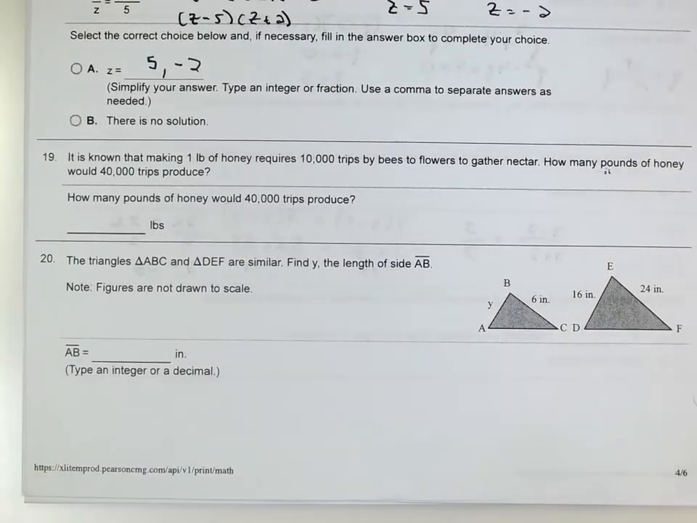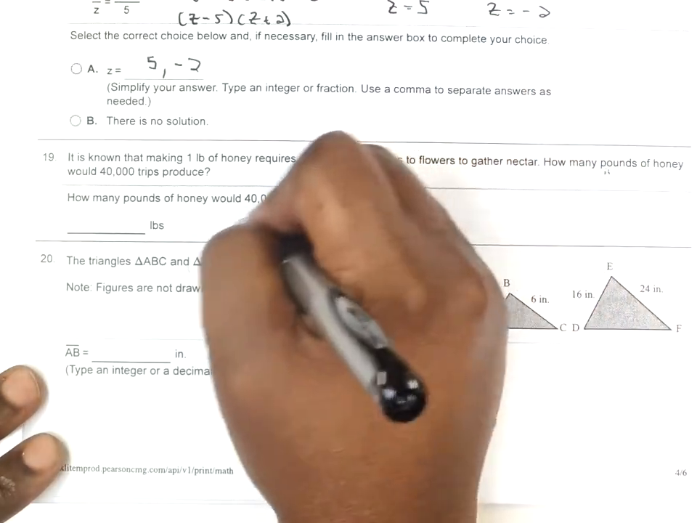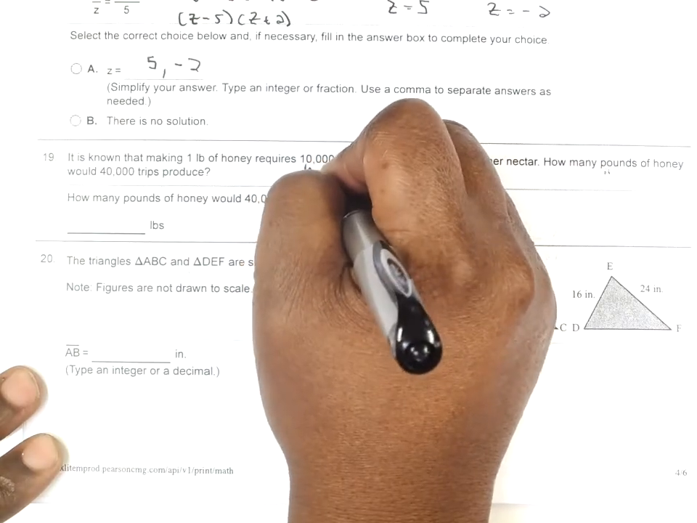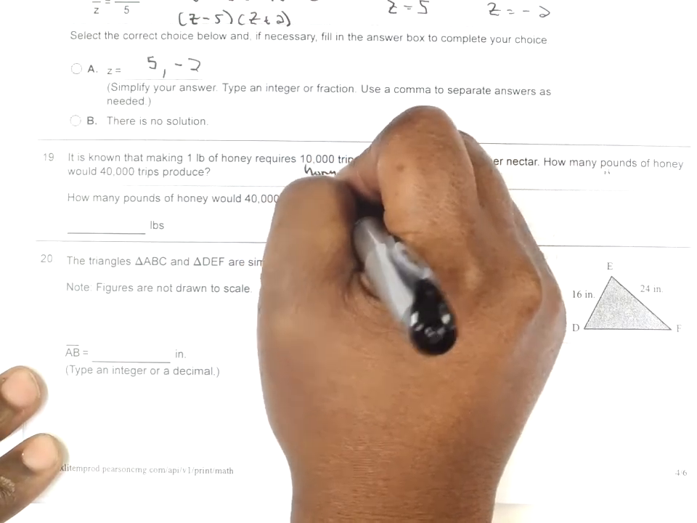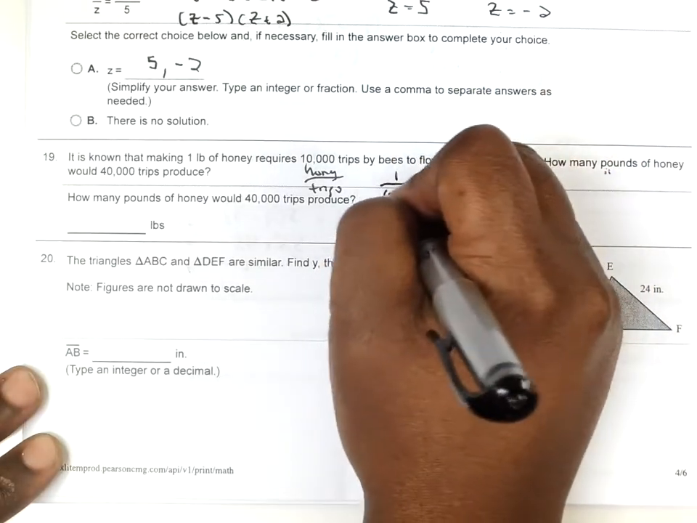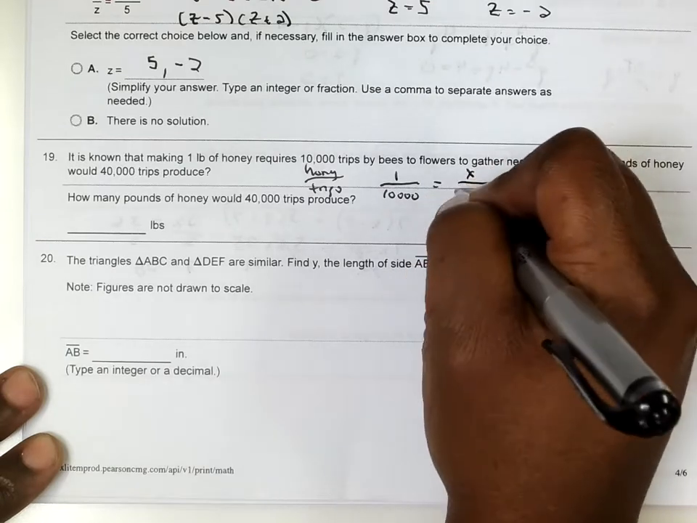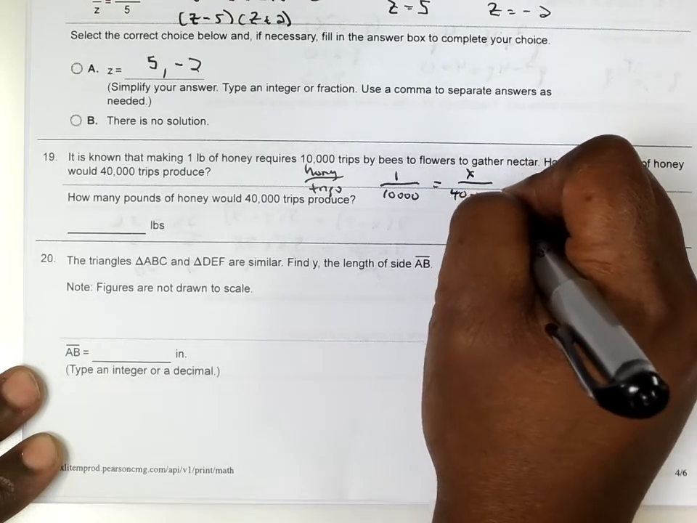Number 19, it is known that making 1 pound of honey requires 10,000 trips by bees to flowers to get nectar. How many pounds of honey would 40,000 trips make? So I'm going to put honey on top and the trips on the bottom. So 1 pound of honey, 10,000 trips. How many pounds of honey for 40,000 trips?